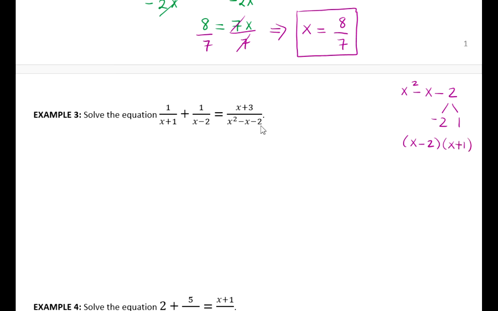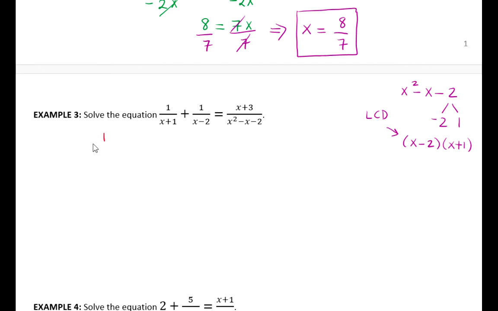So this is your LCD, because this quadratic expression already includes these two as factors. So that's going to be your LCD. Remember, the LCD is the smallest quantity that includes each denominator as a factor. So here x plus 1, x minus 2 is already included in that one, so that should be the LCD. Now, if you multiply everything by the LCD, you should be able to get rid of all the fractions.